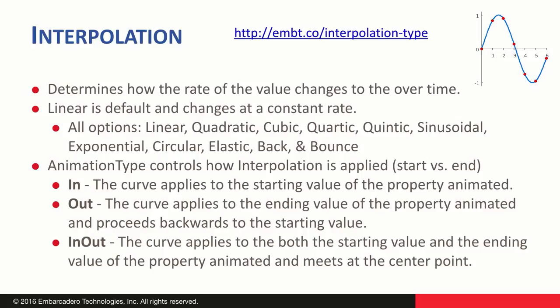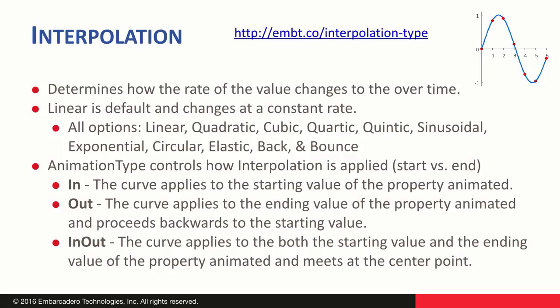When you're doing animation, there's a property called interpolation. Now, interpolation determines how the rate of the value changes over time. So the simplest example of this would be, is it going to be linear, where it's just a consistent rate of change? Or is it going to be a rate of change where it starts out slow and gets faster and then slows back down again, which gives it kind of a physical momentum to it, if you will, right?